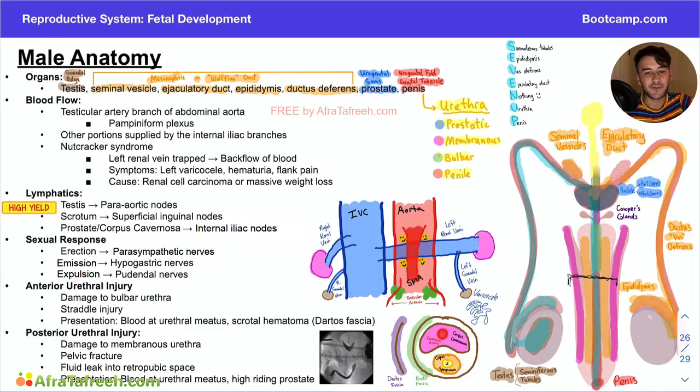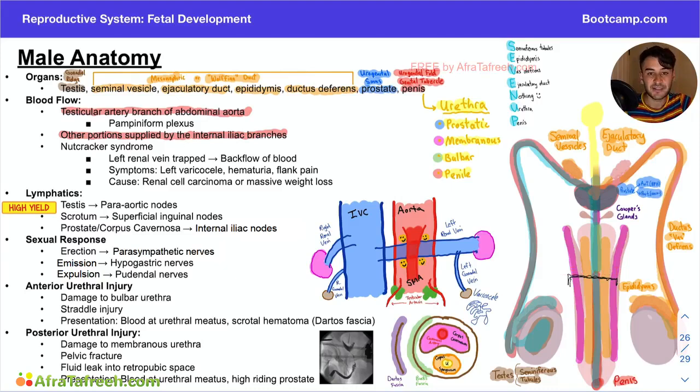Let's zoom out now and review our blood flow. So we're going to have our testicular artery that comes off the branch of the abdominal aorta. It's going to come off the abdominal aorta on both the right and the left side. And additionally, we're going to have some other portions of our male reproductive anatomy supplied by the internal iliac branches. However, these are low yield, so we don't need to go into the specifics of them.